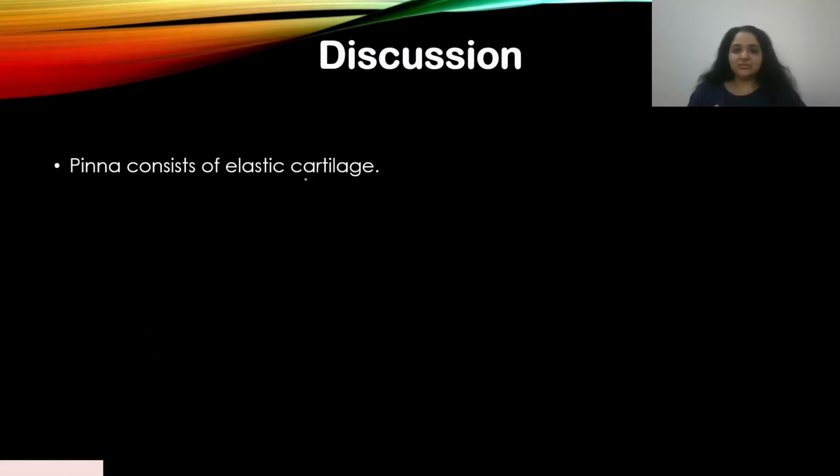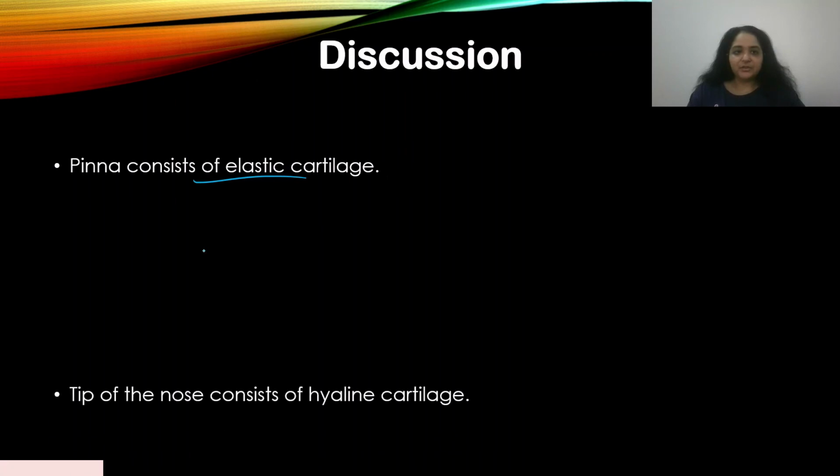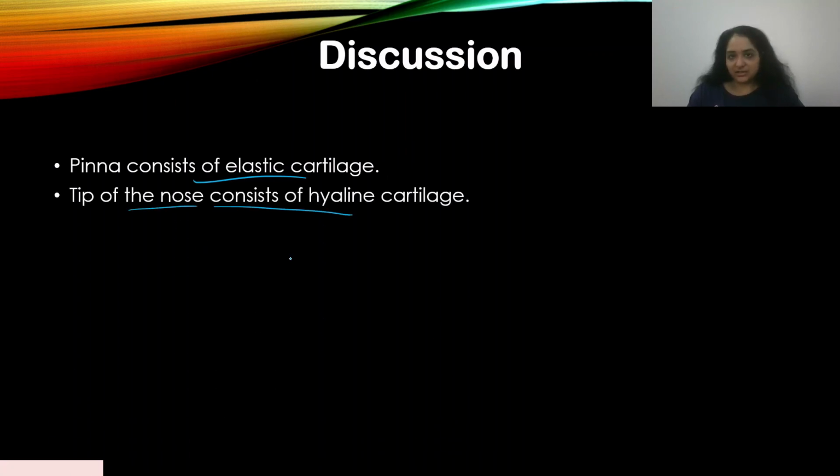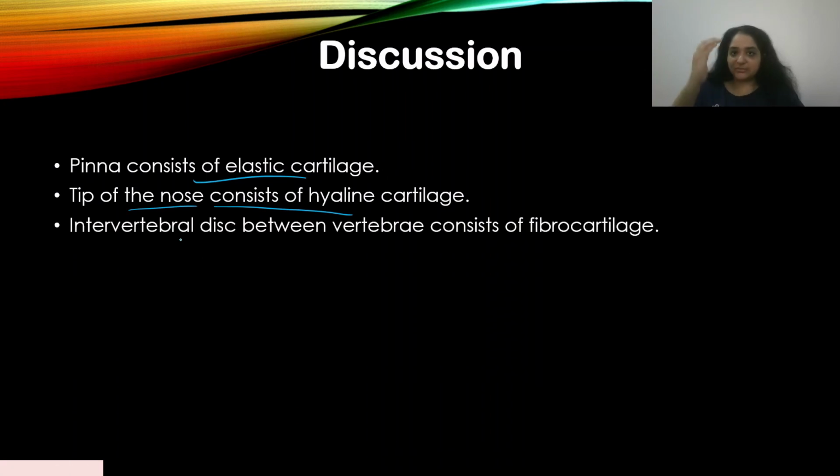So pinna consists of elastic cartilage. We've already discussed this, right? The tip of the nose consists of hyaline cartilage. So there are two different types of cartilage: elastic cartilage and hyaline cartilage. But cartilage is present between the vertebrae bones also. There are joints between each vertebra. The intervertebral discs present between each vertebra consist of fibrocartilage.